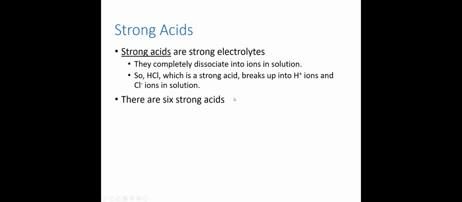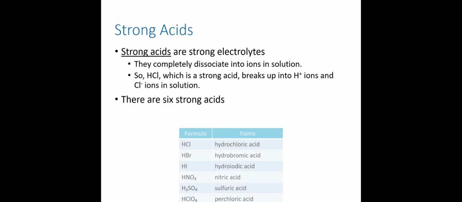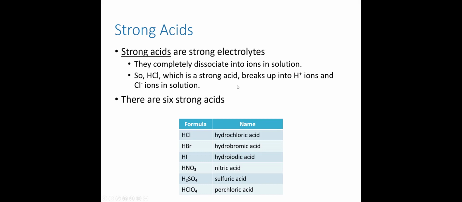By common agreement, there are 6 strong acids, and their formulas and names are given here. The first 3 acids are what we call the hydroacids. These are all based on names that would end in "ide." So for example, chloride, bromide, iodide ions. So they all become hydro-ic acids. So hydrochloric, hydrobromic, and hydroiodic are all strong.